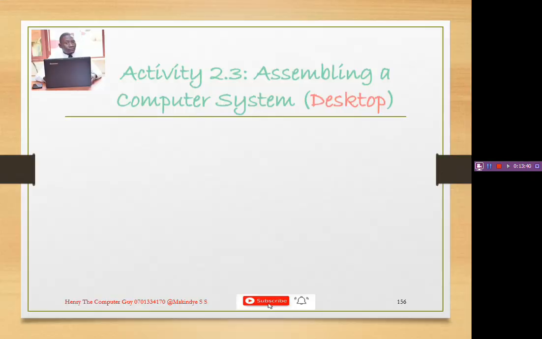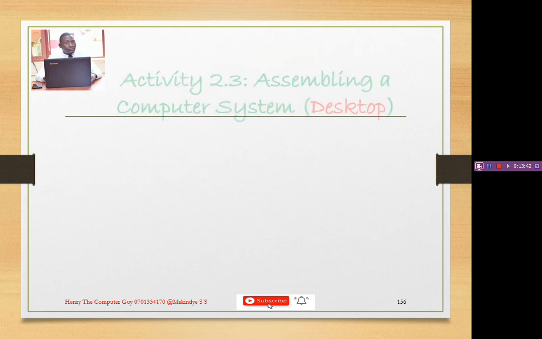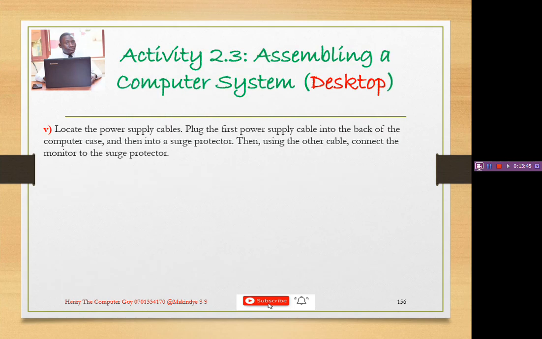We continue. We are still on that. And they're telling us, number 4, locate the power cable. Plug the first power supply cable into the back of the computer case. So you're going to look at the back of your computer or system unit, then you look for where you're going to connect the power cable, and then into a surge protector. Then using the other cable, connect the monitor to the surge protector also. So you're going to connect them all to the surge protector.